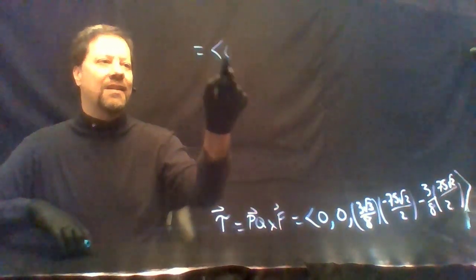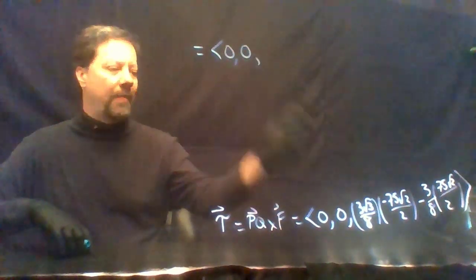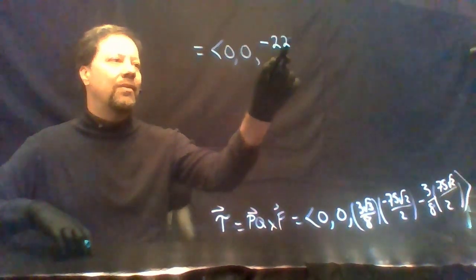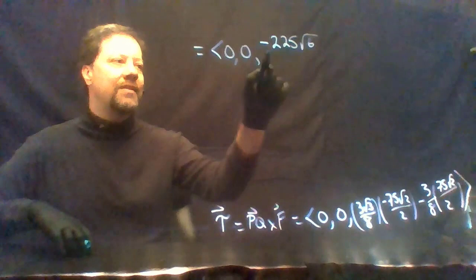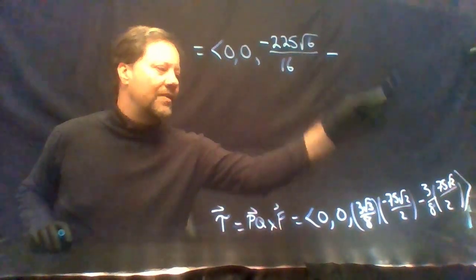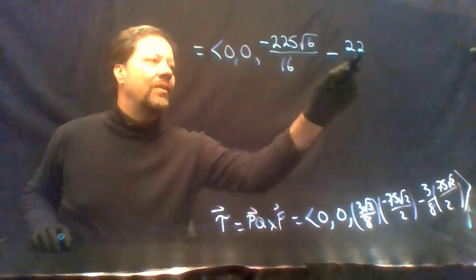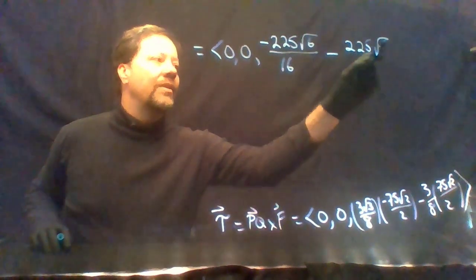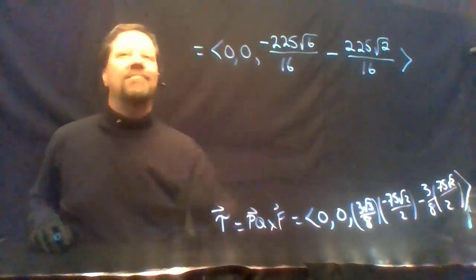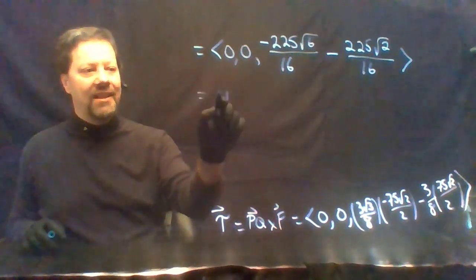So that gives us 0, 0. Here we're going to have negative 225√6/16 minus 225√2/16. And that is the torque. Our next video will have a number of applications of the cross product.